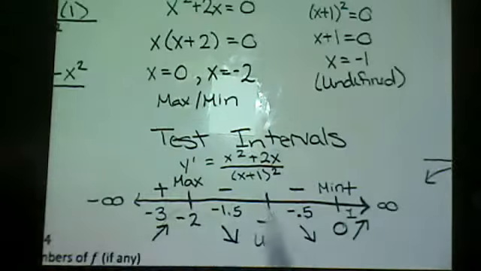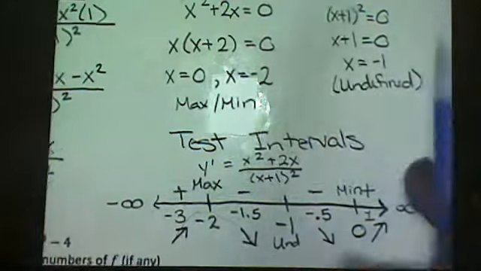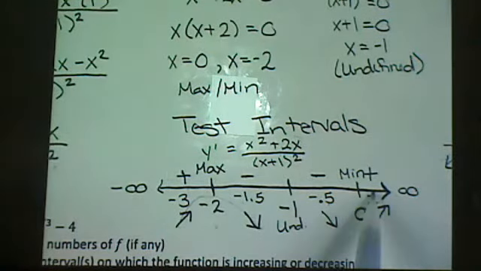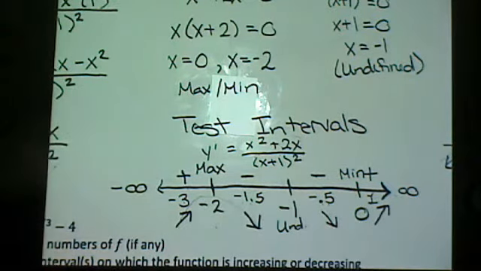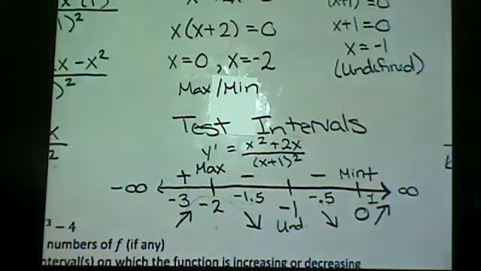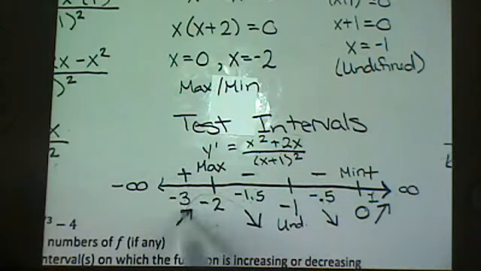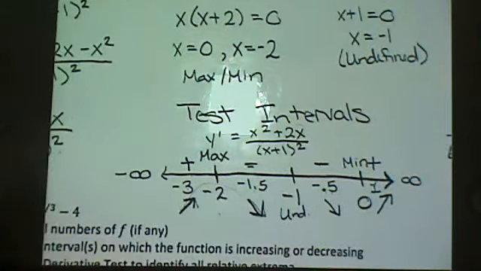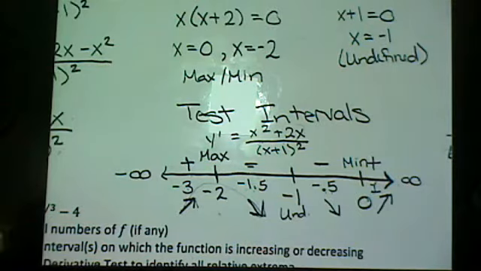So there you go. You find your critical numbers, you create a test interval, you plug numbers within the interval back into the derivative, and if it's a positive number, then it's increasing. If it's a negative number, then it's decreasing. Notice that this makes a maximum, this makes a minimum. And that's how you can tell, using the first derivative test, if you have a specific maximum or minimum and where it's located.